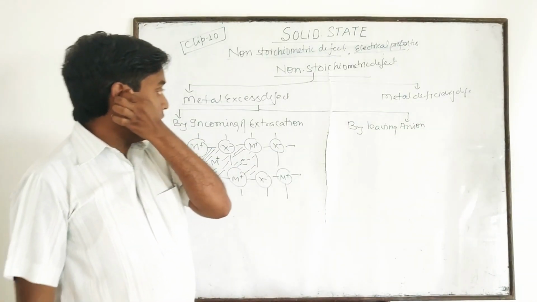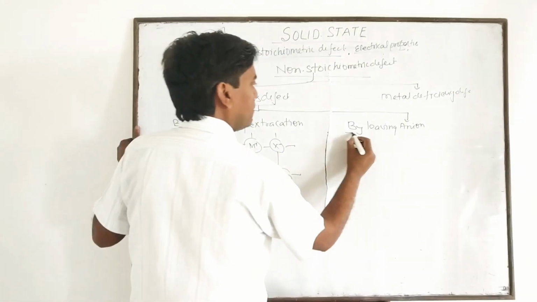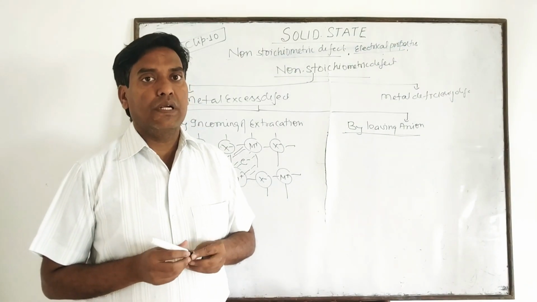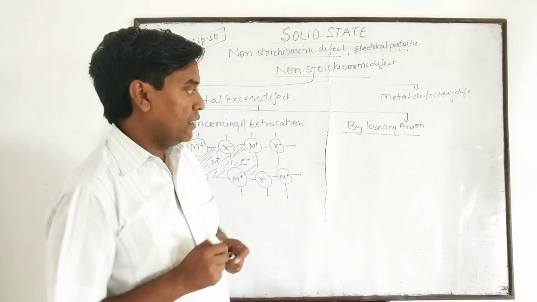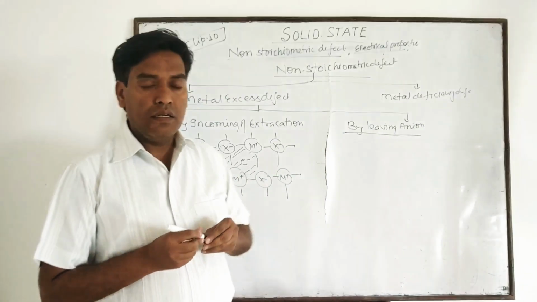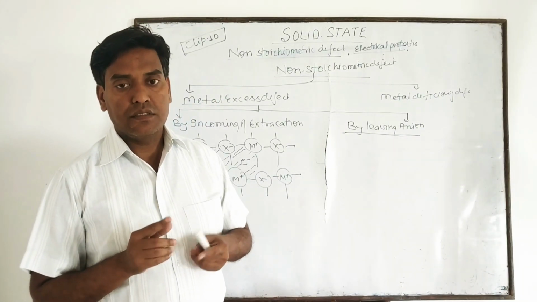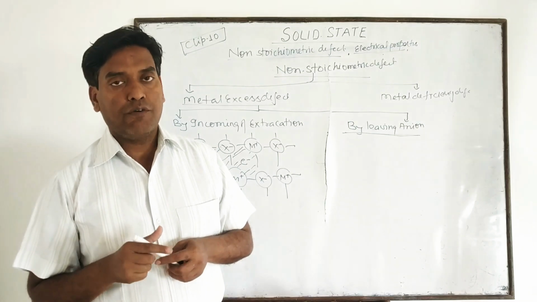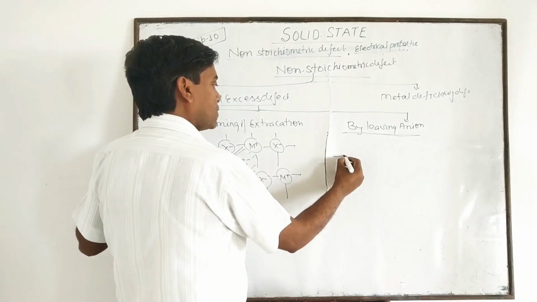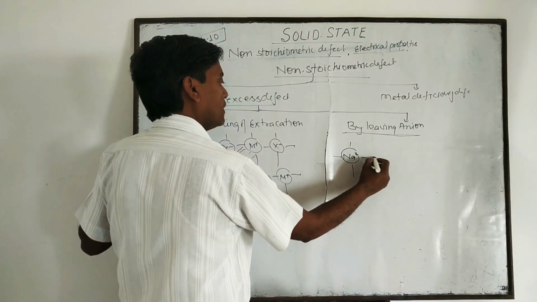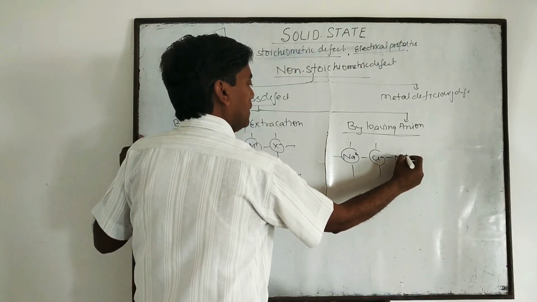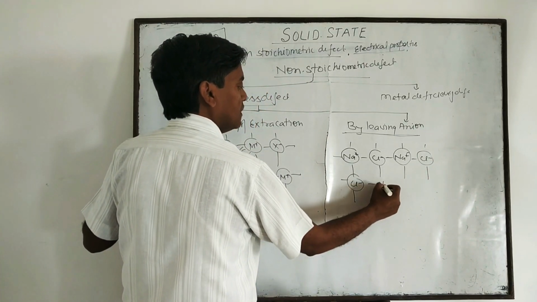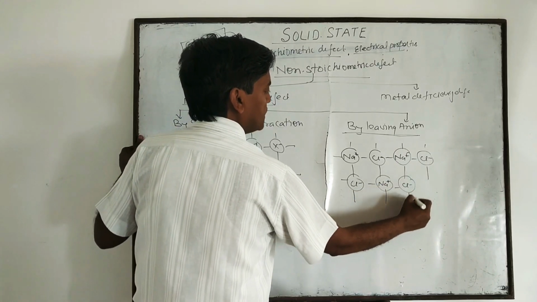Clear? Now the second thing, by leaving anion. This is a very important point for the board. Such type of defect is generally exhibited by the alkali metal halides. Which halide, beta? Alkali metal halide. What happens when an alkali metal halide is heated in the vapor of alkali metals? Suppose the ionic compound is sodium chloride, then you heat the sodium chloride in the presence of vapor of sodium. Here I am discussing sodium chloride, that is Na plus Cl minus, Na plus Cl minus, Cl minus, Na plus Cl minus and Na.